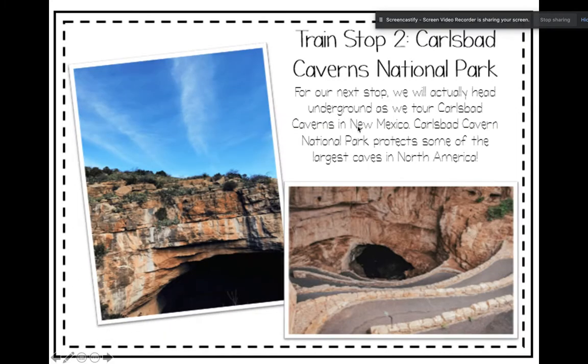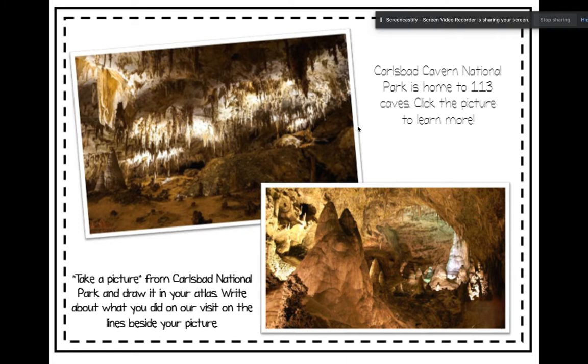All right, now we're going to take our second stop to Carlsbad Caverns National Park. So this one is underground in New Mexico, and it protects some of the largest caves in North America. So Carlsbad Cavern National Park is home to 113 caves. So we are going to click the picture to learn more.